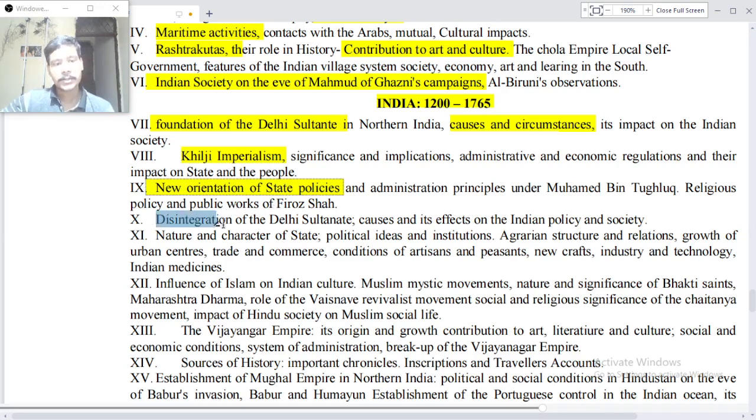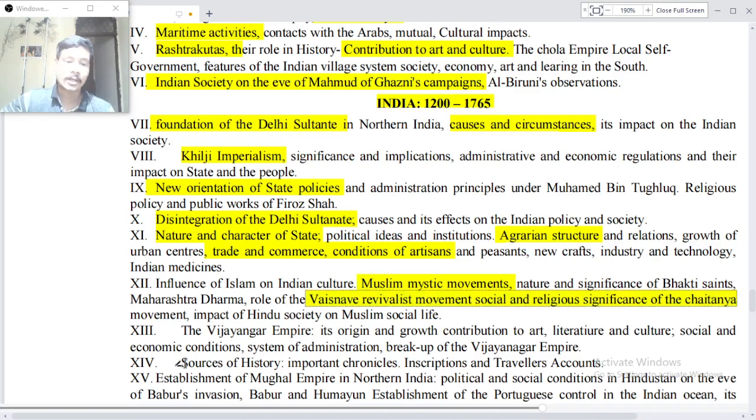Disintegration of the Delhi Sultanate, causes and its effect on Indian polity and society, nature and character of the state, political ideas and institutions, the agrarian structures and relations, the growth of urban centers, trade and commerce, conditions of artisans and peasants, new craft industry and technology, Indian medicines, the influence of Islam on Indian culture, Muslim mystic movements, nature and significance of the Bhakti saints, Maharashtra Dharma, role of the Vaishnavite revivalist movement.